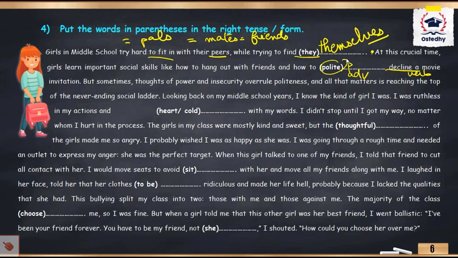Yeah, because here you already have a verb. Can you see this one? So you don't need another verb. You will simply do this. So you will write down politely. You will decorate the verb decline. So how to politely decline a movie invitation, but sometimes thoughts of power and insecurity overrule politeness, and all that matters is reaching the top of the never-ending social ladder.